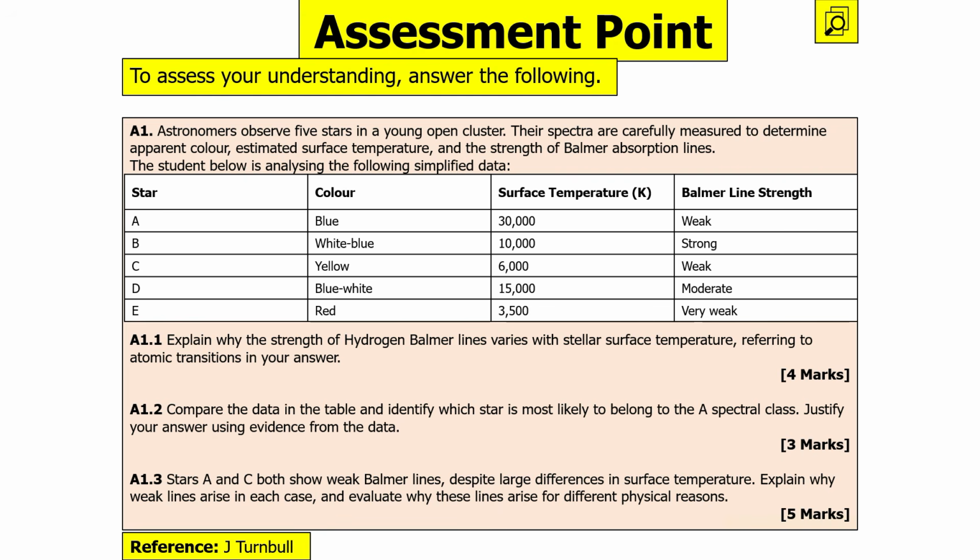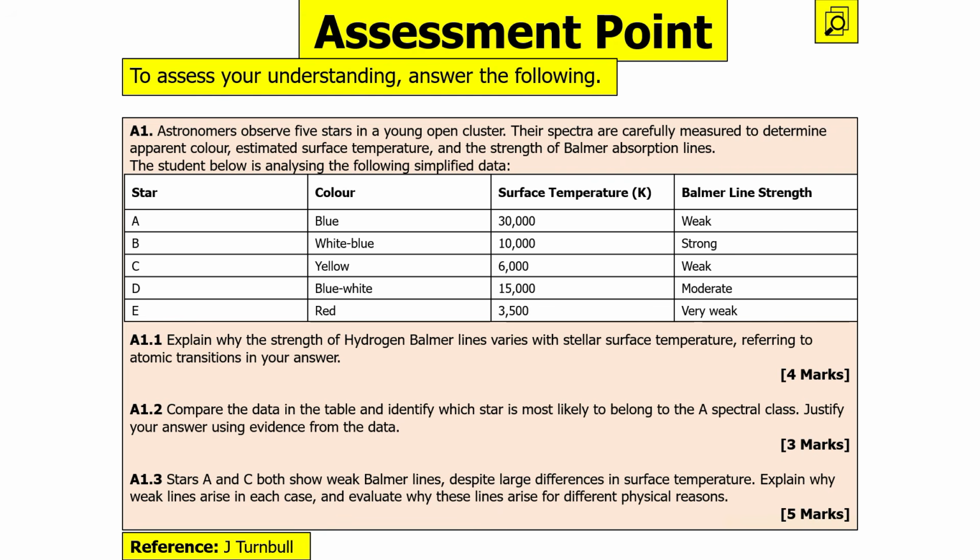Explain why the strength of hydrogen Balmer lines varies with stellar surface temperature, referring to atomic transitions in your answer. Compare the data in the table and identify which star is most likely to belong to A spectral class. Justify your answer using evidence from the data.